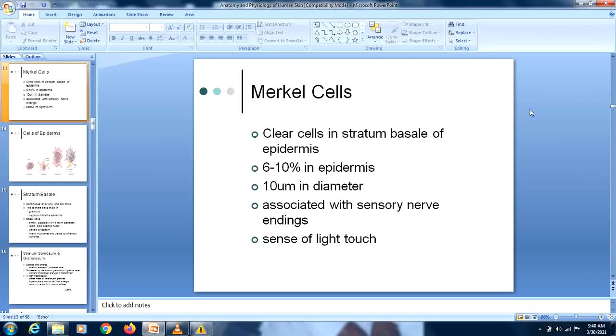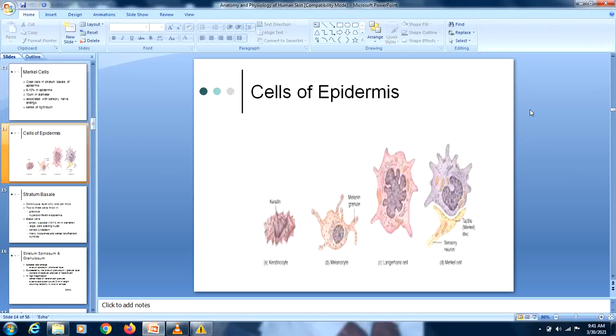Regarding the Merkel cells, they are clear cells which are present in stratum basale of the epidermis. They are 6 to 10% in epidermis, associated with sensory nerve endings, so they are useful for the sense of light touch. Now, these are cells of the epidermis. The smallest one is the keratinocytes. Then there are dendritic cells, that is the melanocytes. Then again antigen presenting cells, as you can see in the center, the bluish Birbeck granules. And then these are the Merkel cells, which are sensory nerve endings.